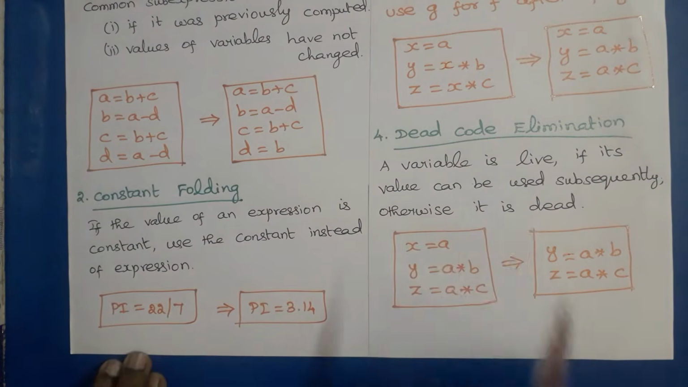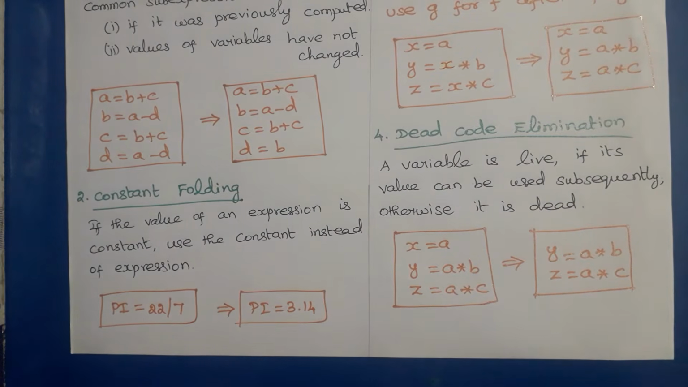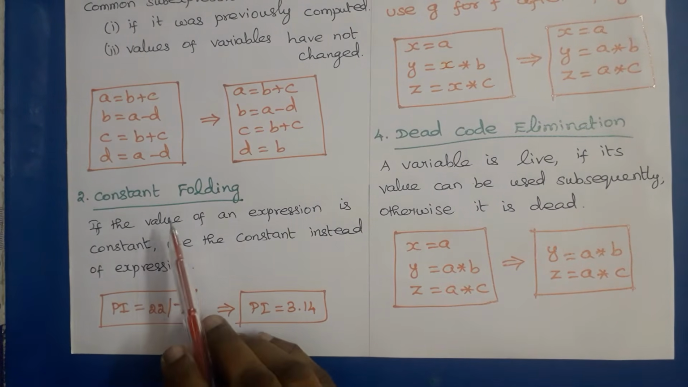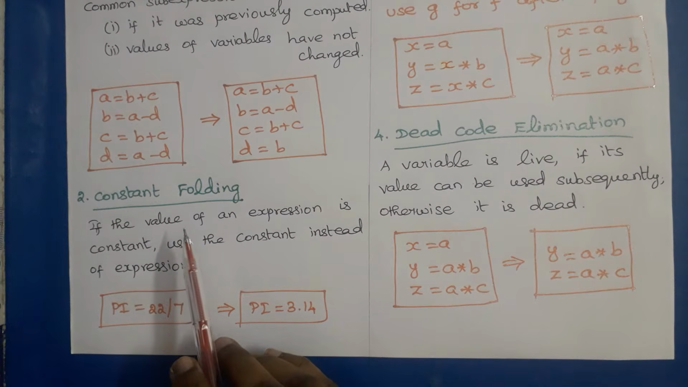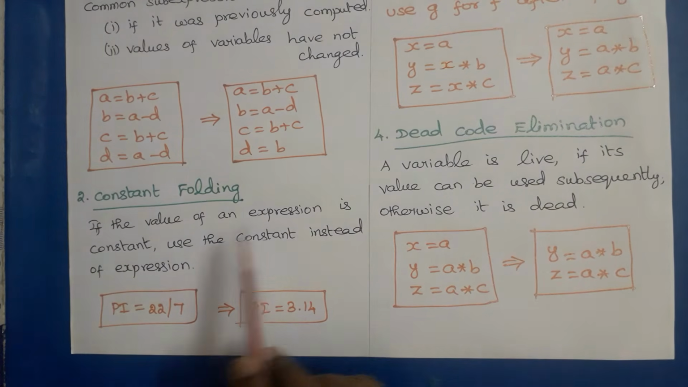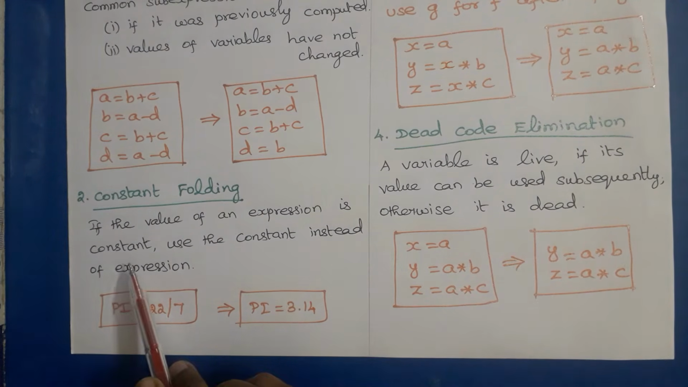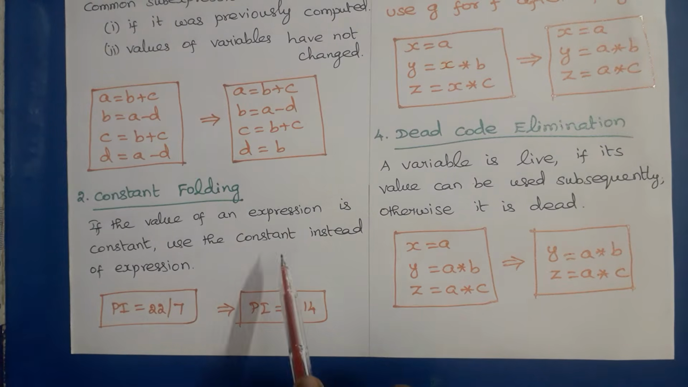Then the second one is constant folding. This is normally performed at compile time itself. If the value of an expression is constant, then use that constant instead of the expression. This is called constant folding.